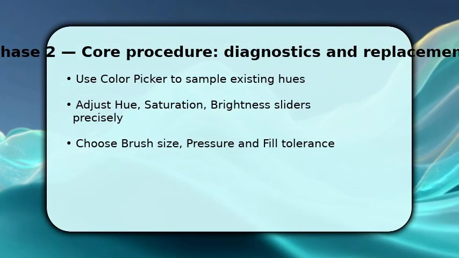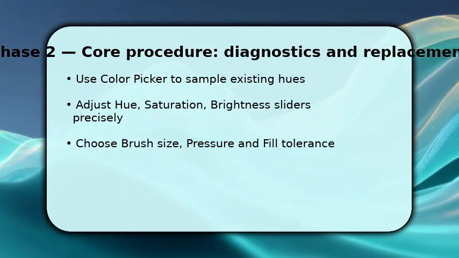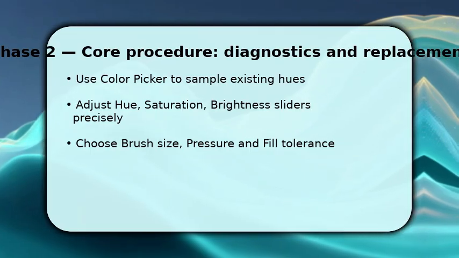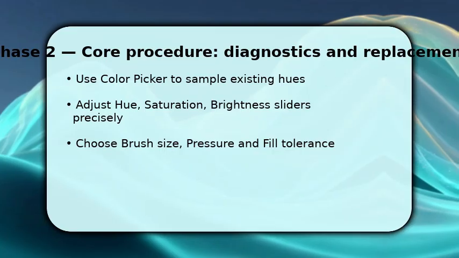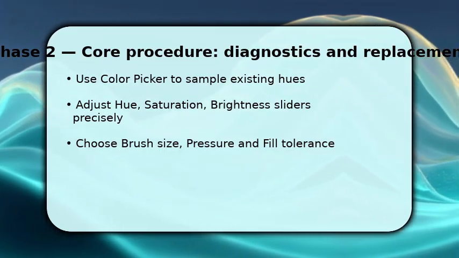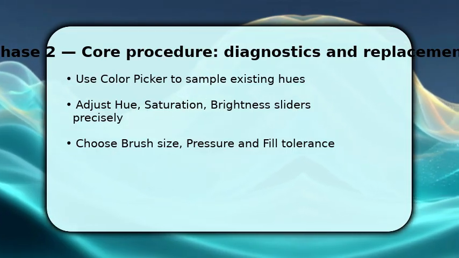Now you'll refine the new color. Tap the color picker and sample an existing tone if you want harmony, or pick a fresh hue from the wheel. Adjust the hue, saturation, and brightness sliders to match mood or consistency. Once done, set brush size and pressure for clean strokes. If replacing large areas, use fill with tolerance set to avoid spilling into neighboring regions.